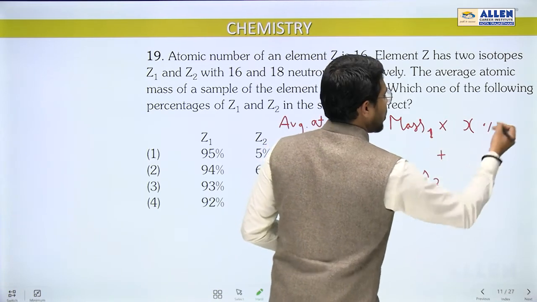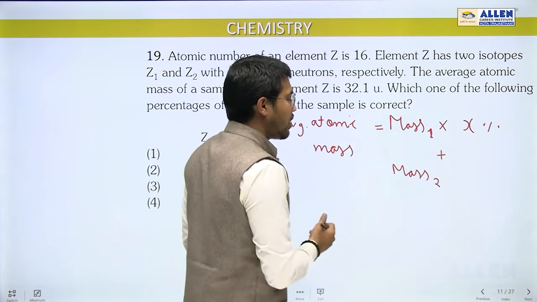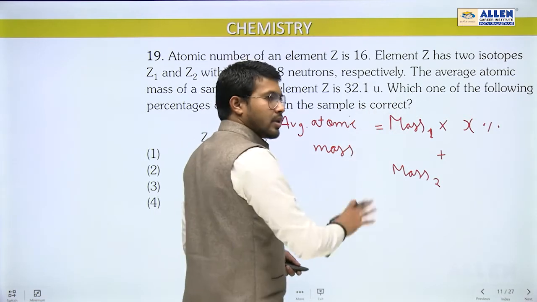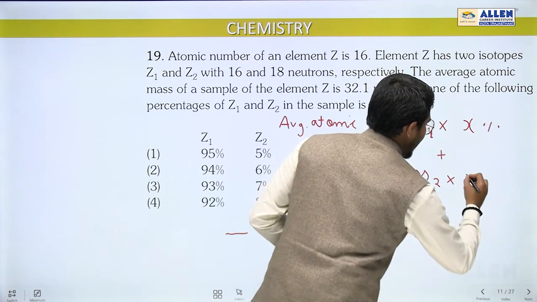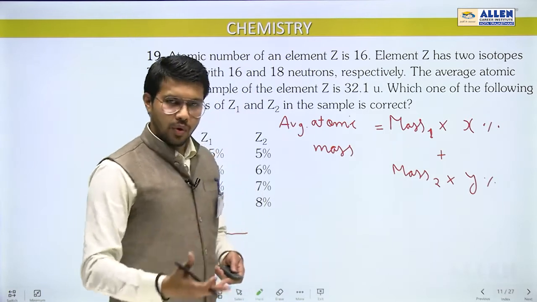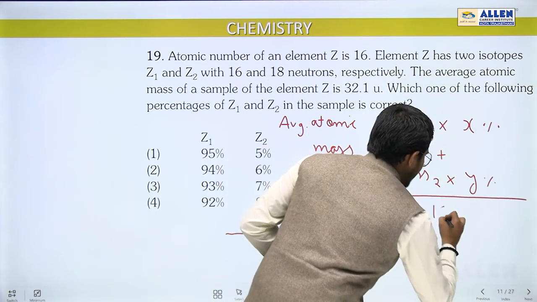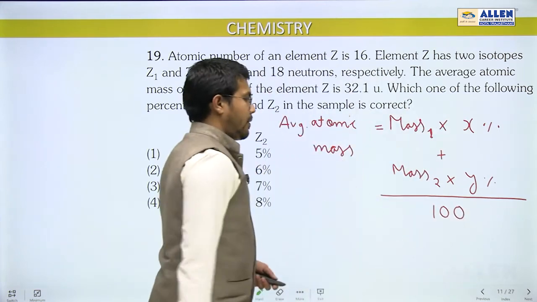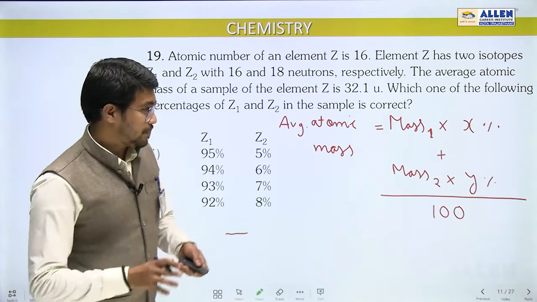So mass 1 into the percentage of that isotope which is found, and the mass of the other isotope into the percentage in which it is found. Let us say this is found in Y percentage. Now we are going to divide this by 100. This is the basic formula for average atomic mass.